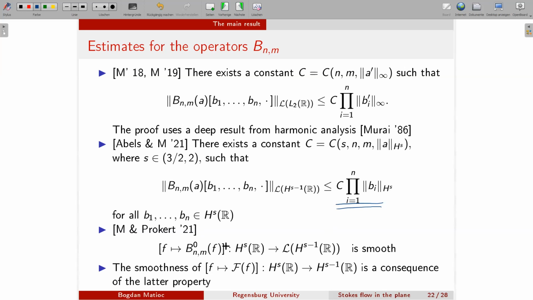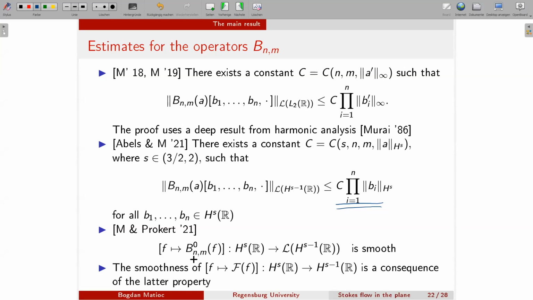And now if we come back to the operators B_{n,m,0} of f, so they are obtained for A, B1, ..., Bn equal to f. So they define a map from H^s. If f is in H^s, then they are operators on H^(s-1), as we have here. And together with Georg Prokert, we have shown that this mapping is smooth.